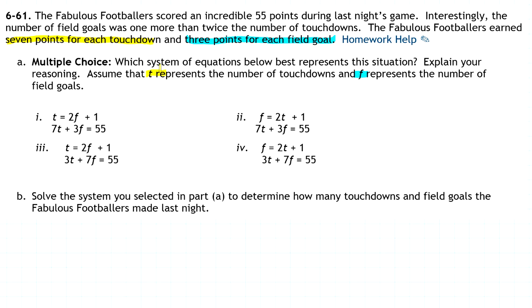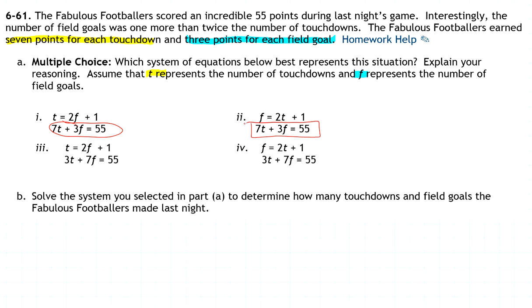Okay, so let's see. The first thing we know is that they scored a total of 55 points, and every single touchdown generates 7, and each field goal represents 3. So I know that this equation right here is correctly tracking that, right? 7 points per touchdown, 3 per field goal, and that equals 55. And actually, that equation is repeated for choice I and choice II also, so it could be either one of those.